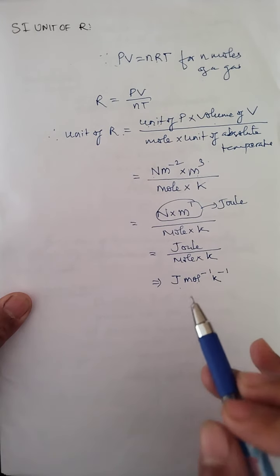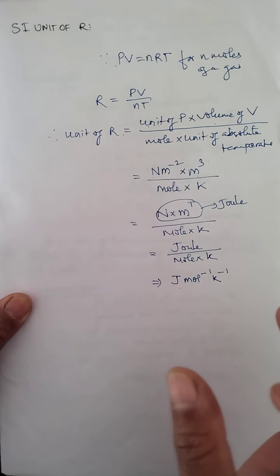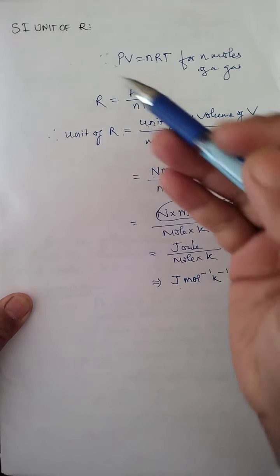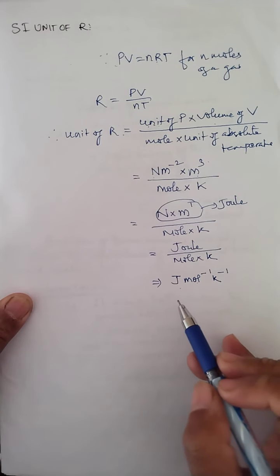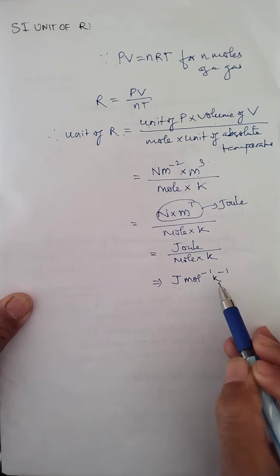So children, finally we wrote the expression: the SI unit of the universal gas constant is nothing but Joule per mole per Kelvin.